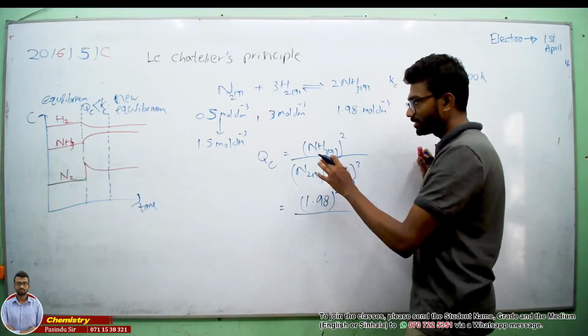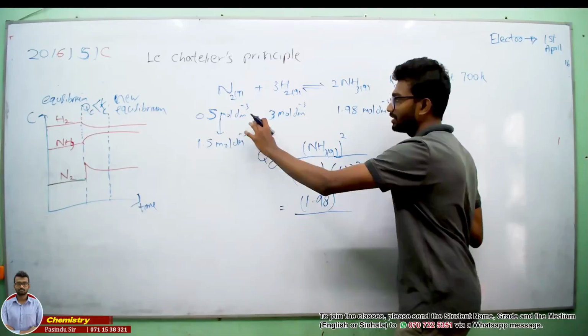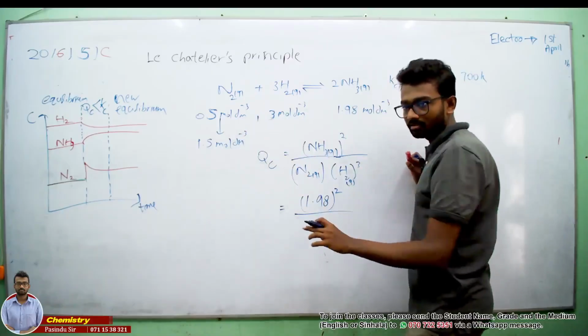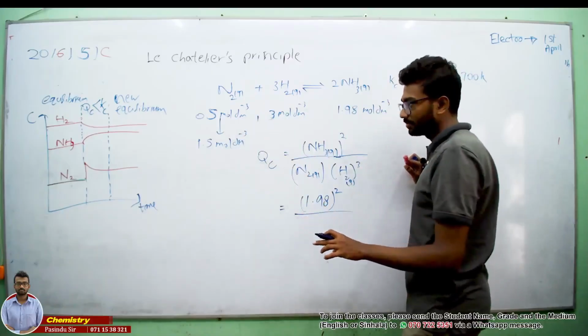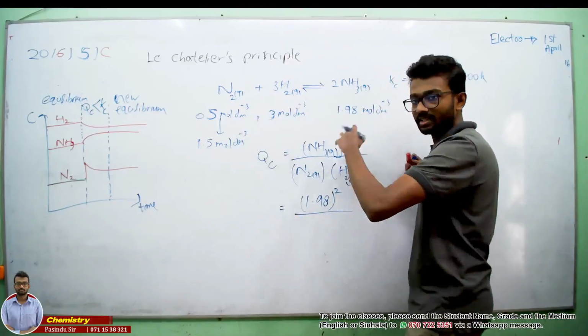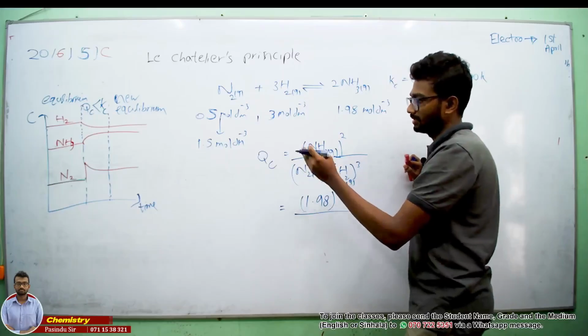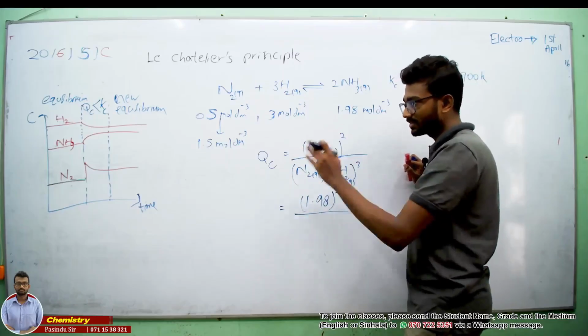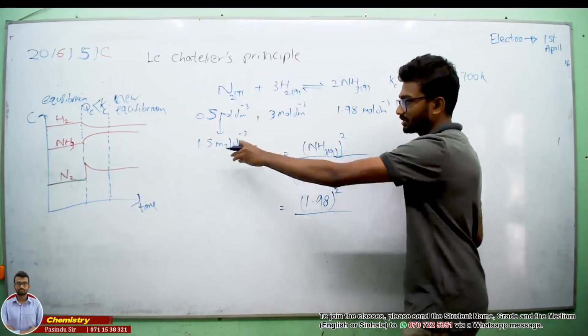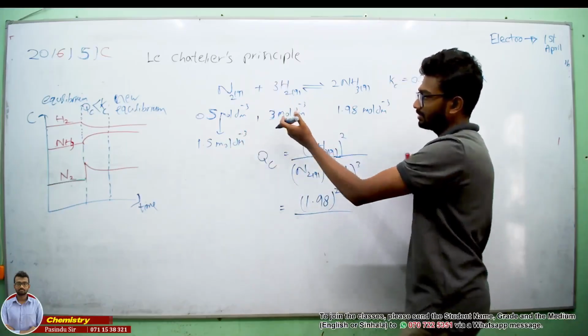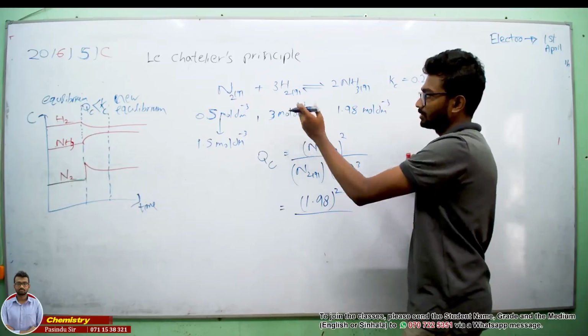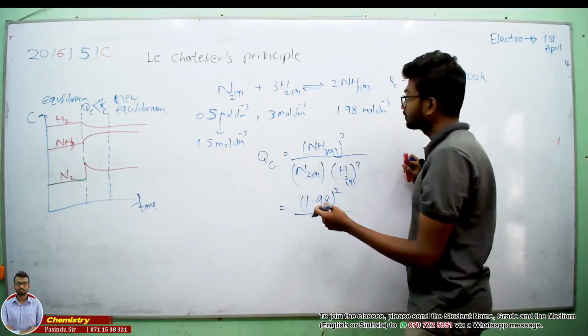When we use QC, we just put the remaining values. We don't care about the equilibrium. These numbers will change after equilibrium. This is before the equilibrium, just after the change, right? Initial just changed to 1.5, but still we have 3 moles of H2 and 1.98 moles of NH3.